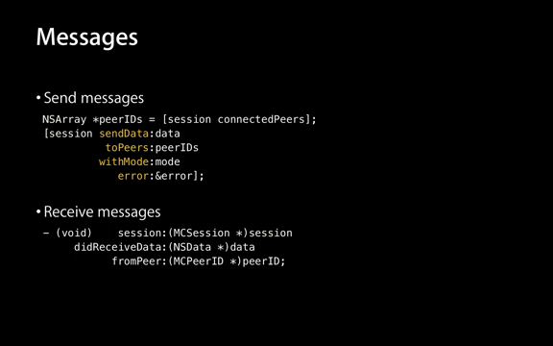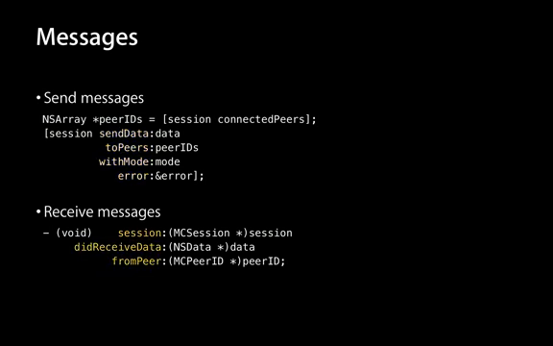If you want to get a handle of all peers that are currently connected in your session, you can do so by invoking the connected peers method on your session object. The third parameter will be the mode, which we discussed earlier, either reliable or unreliable. And the fourth parameter will be an error parameter. It's an output parameter that the framework will set for you in case something goes wrong when you make the call. I want to stress here that sendData returns immediately. It's a non-blocking call, so it will return immediately. It won't wait until the data is delivered or something like that.